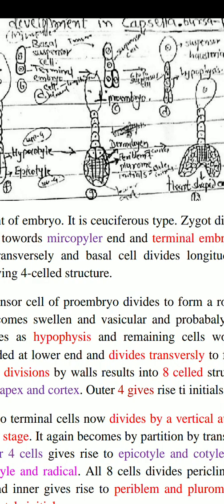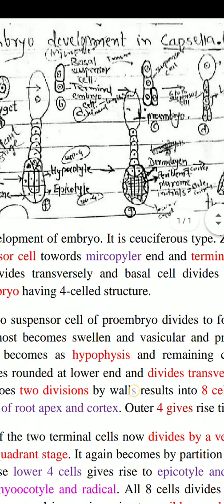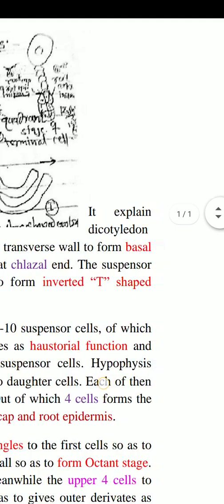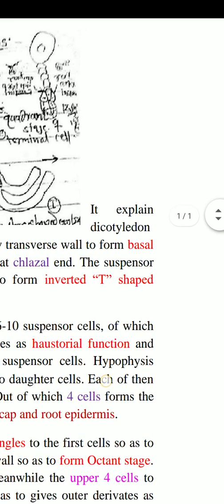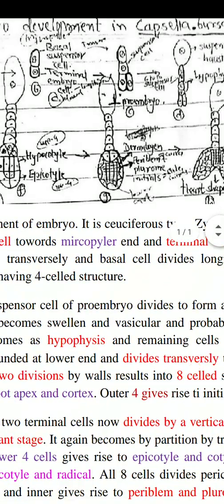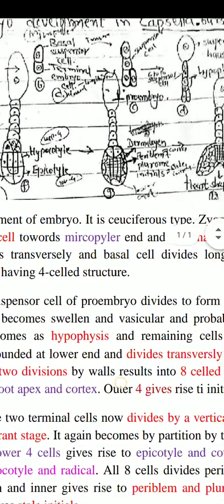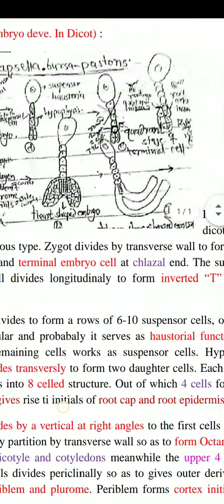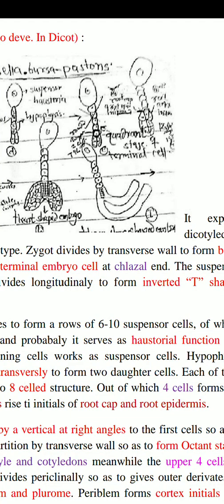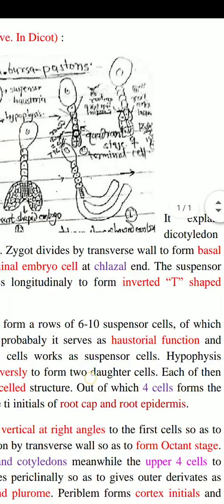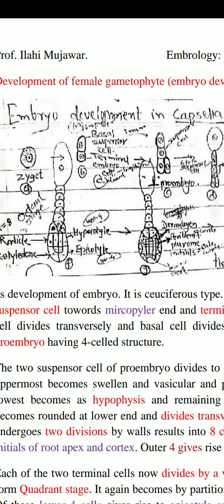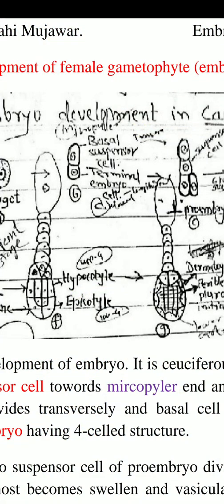What about this embryo development in the dicot plant? This embryo development of the dicot plant is most important. It explains the dicotyledonous development of the embryo, which is cruciferous type. The zygote divides by transverse division, and this transverse division forms a wall and gives rise to two cells. These two cells are called the basal cell and the terminal cell, as we look at here in the B diagram.